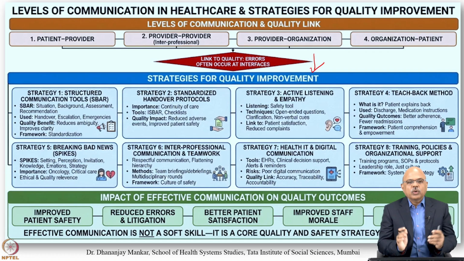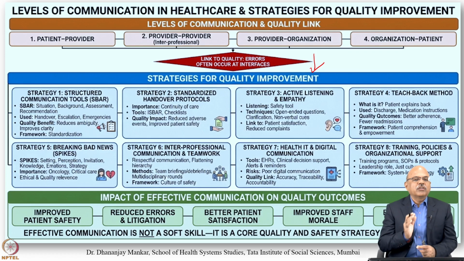So what are the strategies for quality improvement over here? The first strategy can be seen as a structured communication tool, which is SBAR: situation, background, assessment and recommendation, which is a very important strategy based on interlinking, used in handover, escalation, emergencies. At those levels this strategy works very fast and is very effective, and the quality benefit is that it reduces ambiguity and improves clarity in communication. The framework is identified as a very standardized framework.